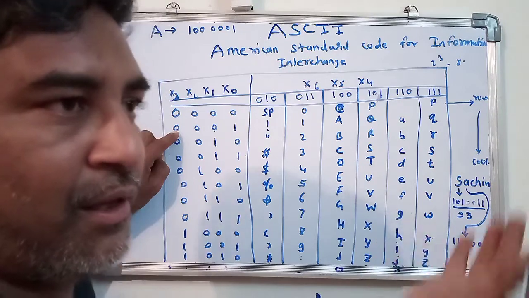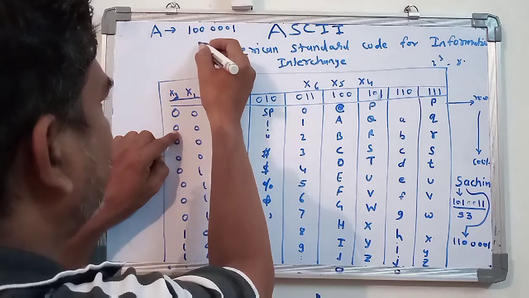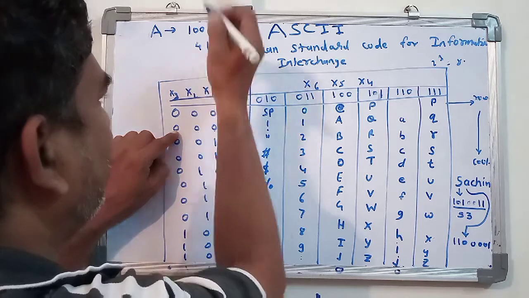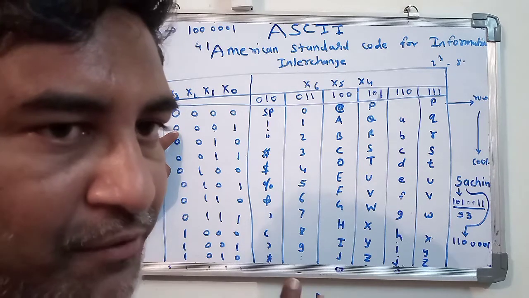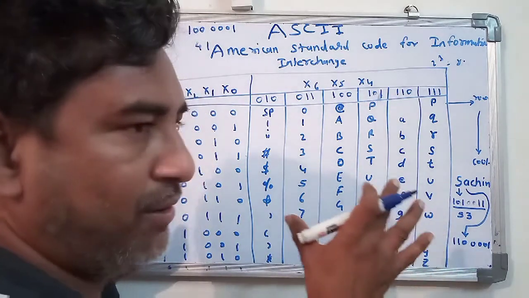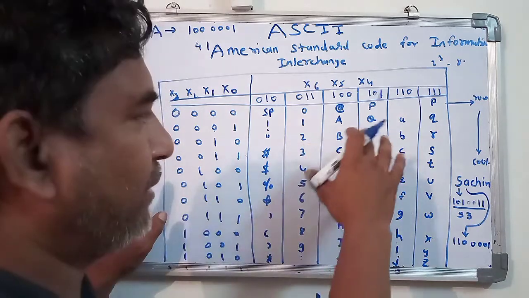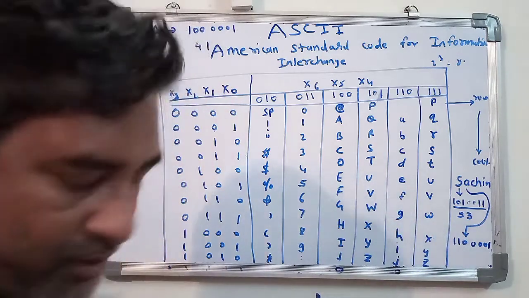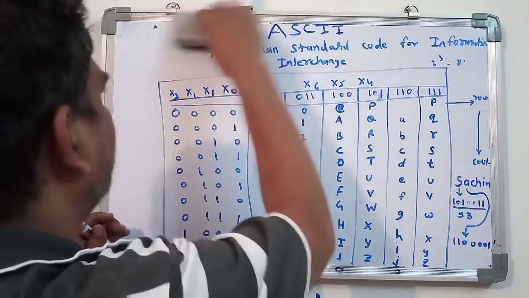In other words, if you convert that number, 100 is nothing but 4, and 0001 is nothing but 1. It means A is assigned 41 as a number. So in this way you are able to find out and write down that particular code in different numbers. Then the next part involved in this code is EBCDIC.